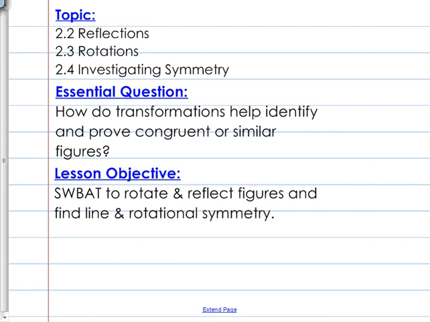Our essential question for this lesson is how do transformations help identify and prove congruent or similar figures? And our objective for today's lesson is that you will be able to rotate and reflect figures as well as find line and rotational symmetry. So let's go ahead and get started.